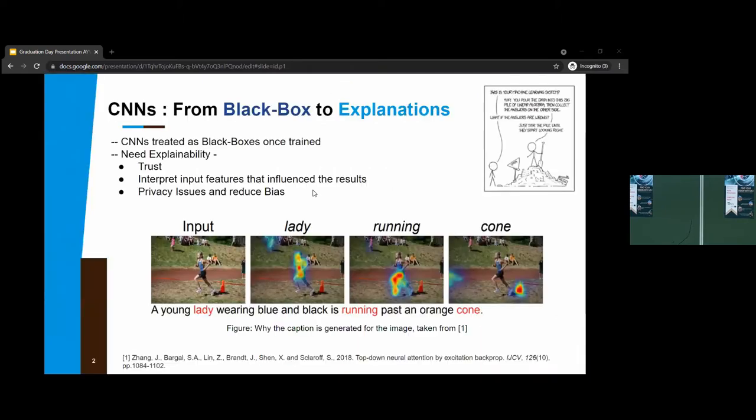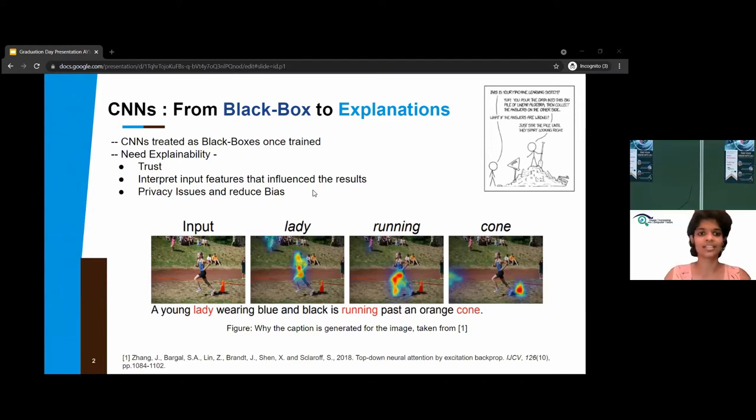So to begin with, the first question that we ask is, what are explanations? Very simply put, it is just determining which input features, when given to a network, contribute the highest to the output that we are going to see. The second question is, why do we need them?